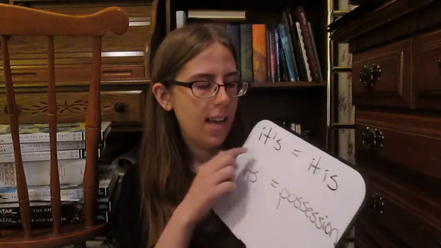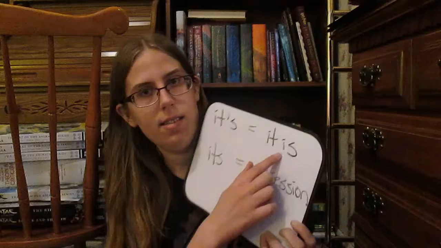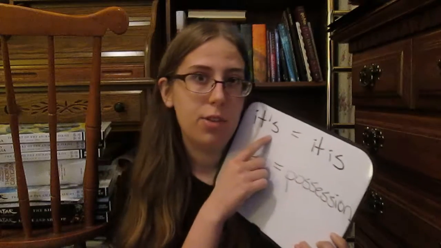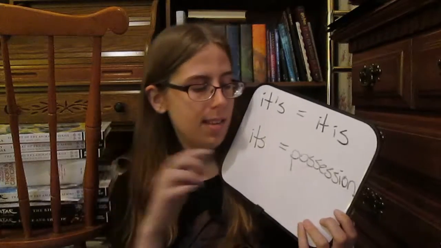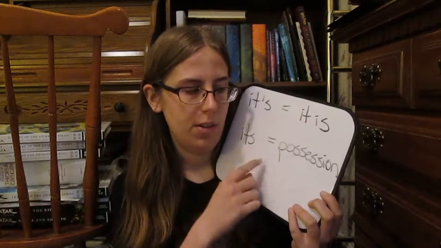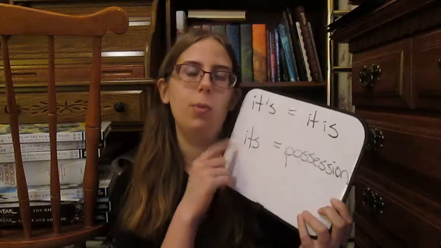But when you're writing, we have a really easy way to know which it's they're talking about. But you have to remember when writing and using it's that you don't have to remember when speaking, is that it's with an apostrophe always means it is. You will never use this to show that it owns something. If you're talking about it owning something, it will be its without an apostrophe. That's how we show possession when we're using it.